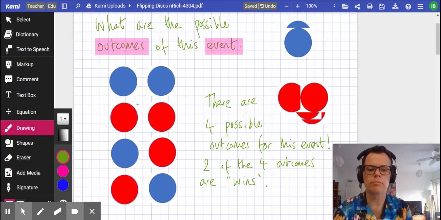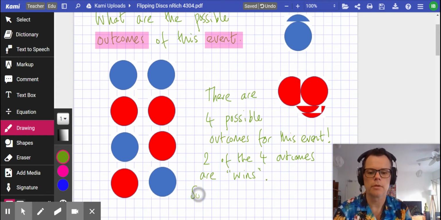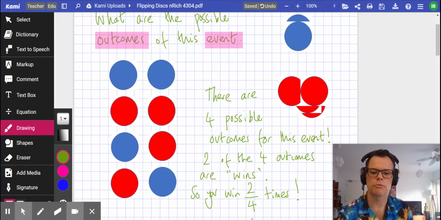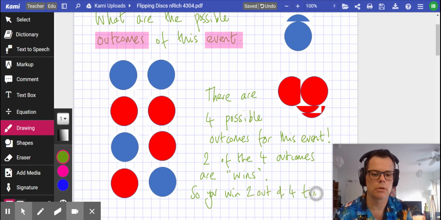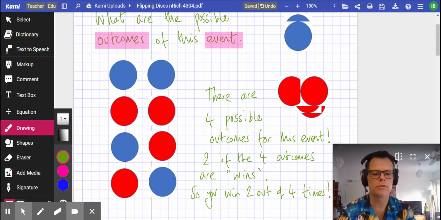So what's your probability of winning? You will win 2 out of 4 times. Maybe I should write that as a sentence, and then we'll talk about the mathematics of it afterwards. You will win 2 out of 4 times. Now, you're not absolutely guaranteed to win 2 out of 4 times. There's an element of randomness. There's an element of randomness in this game.